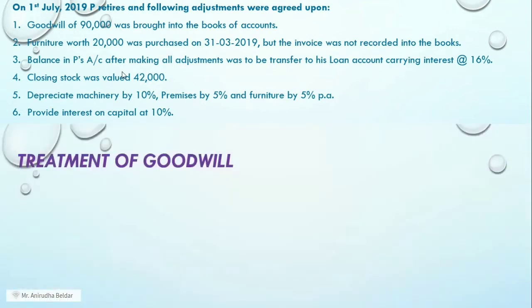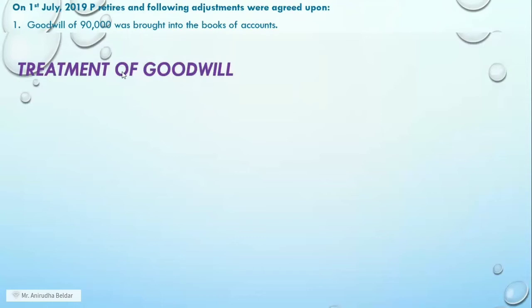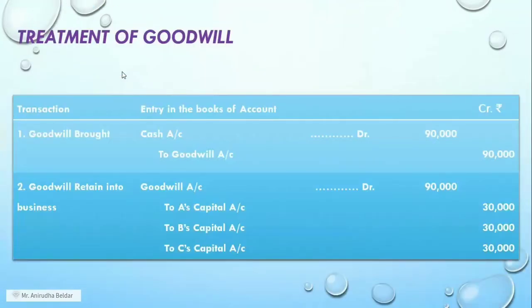Now the treatment of goodwill. Goodwill brought into the business: the entry will be cash account debit to goodwill account, rupees 90,000. Now here they have not mentioned whether the goodwill is written off or retained, but we will consider that goodwill is retained in the business and will show the effect of the goodwill in the balance sheet. Therefore the entry will be goodwill account debit to partners' capital accounts, which will be distributed equally.